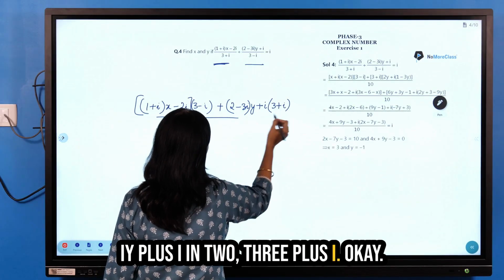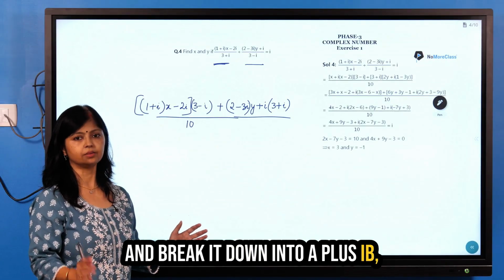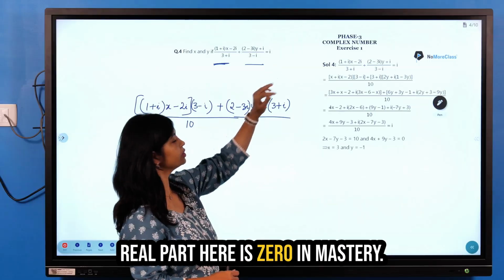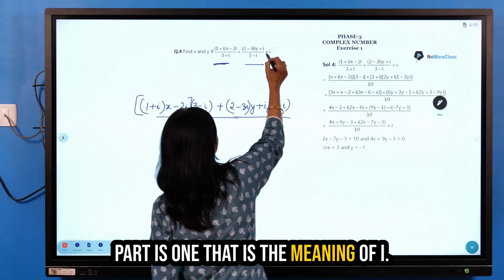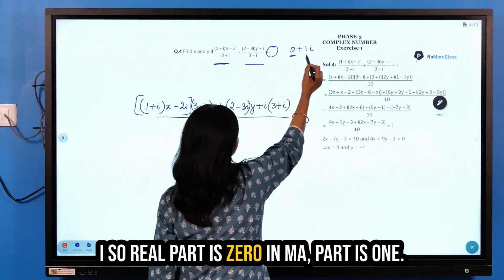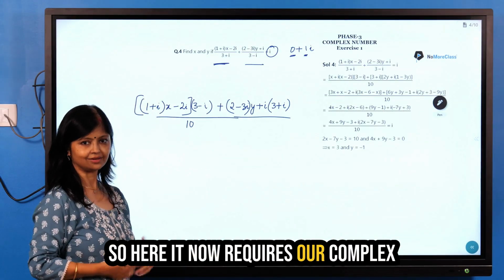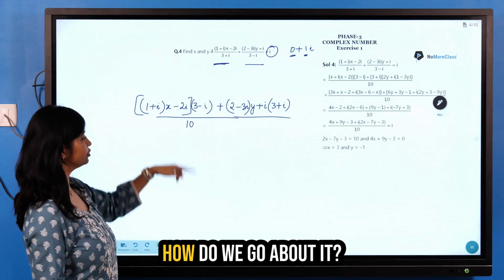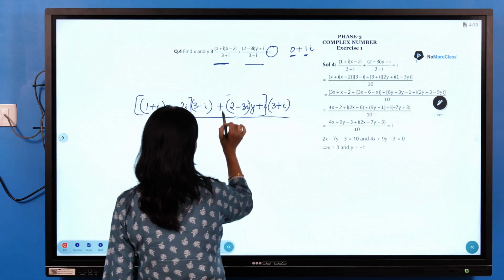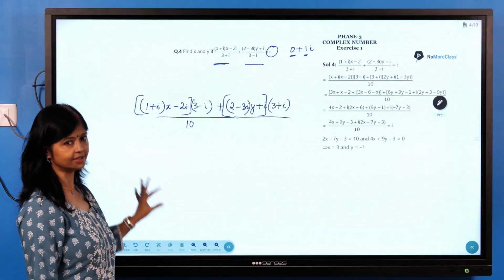Okay, once we solve it and break it down into a plus ib, meaning real and imaginary part, then we can equate on this side. The real part here is 0 and the imaginary part is 1. That is the meaning of i here. i is nothing but 0 plus 1i. So real part is 0, imaginary part is 1. So here, it now requires our algebra of complex numbers. How do we go about it? As you can see, the complex number calculation is a little tedious and it will require some practice.